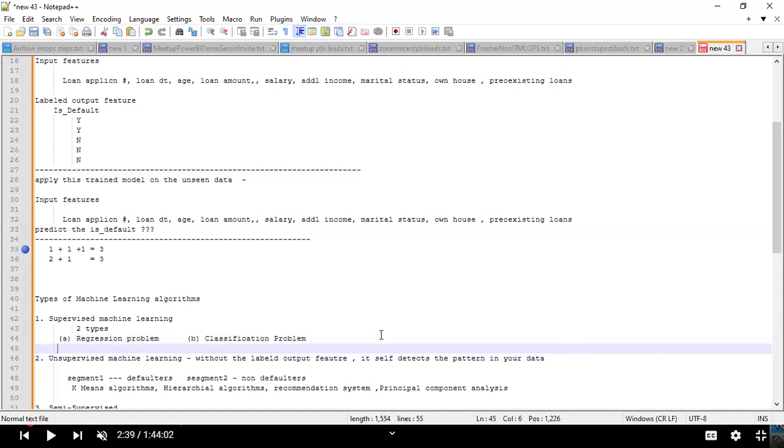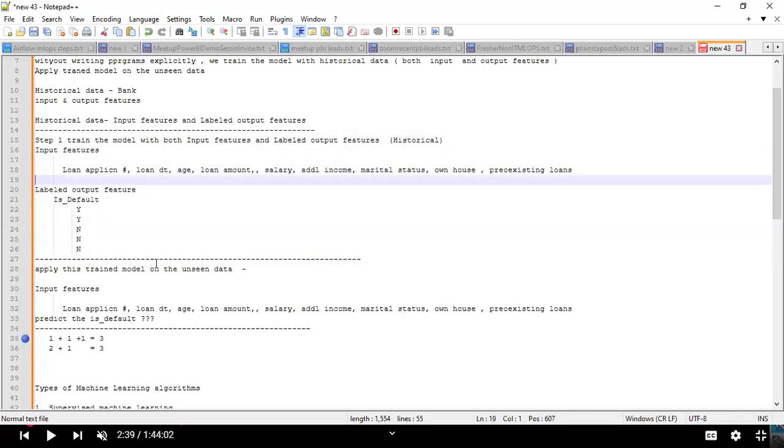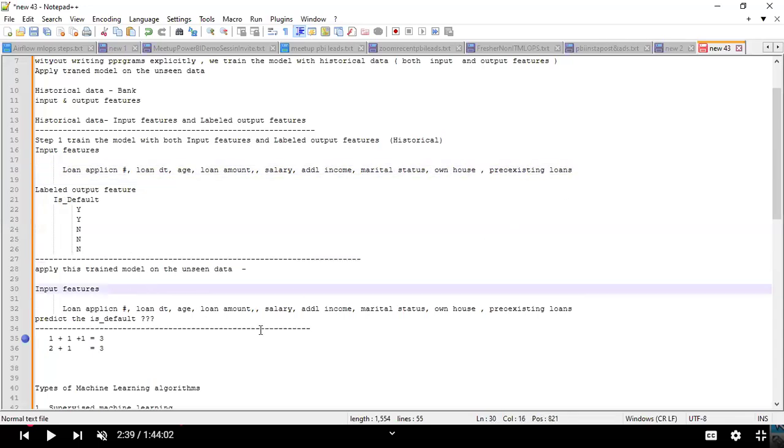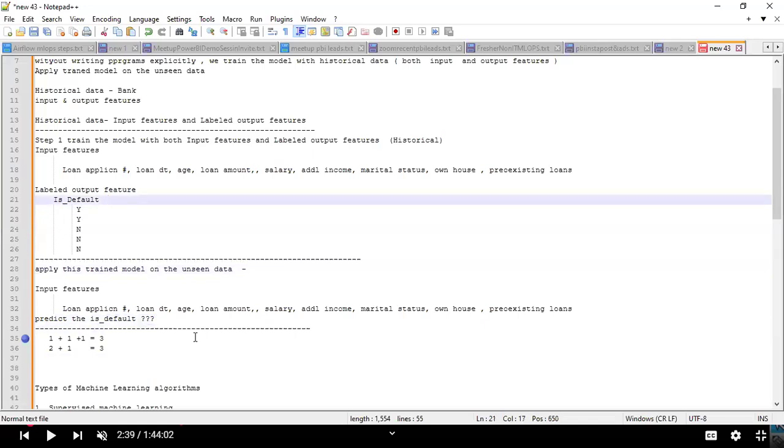What do you mean by classification problem? What we discussed earlier, this is called classification, because here, given the input features, the trained model, when you apply it on the unseen data, has to classify which category this one falls in. So N or Y. The model has to predict either yes or no. If it is yes, they are falling in the defaulter band. If it is no, they are not falling in the defaulter band. This is called a classification problem because the target labeled output feature is a categorical variable, a categorical column.